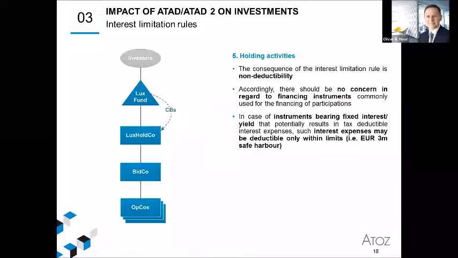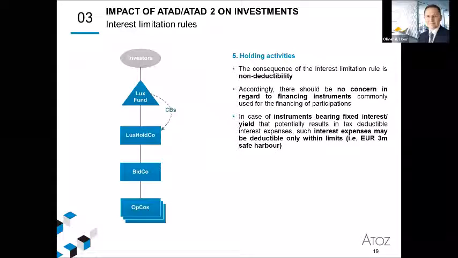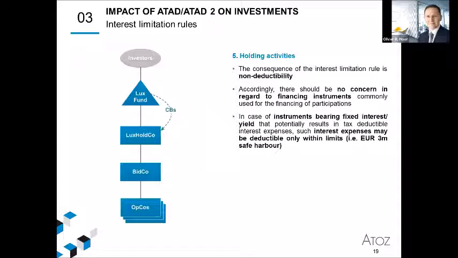Looking now at holding activities. As mentioned before, if we have here Lux Holdco owning a participation in the local BidCo, the income derived from this participation should benefit from the Luxembourg participation exemption regime. That means all the income is fully tax exempt: dividends, capital gains, liquidation proceeds. So it means here the costs incurred in relation to the participation are generally not deductible for Luxembourg tax purposes because these are expenses incurred in relation to tax-exempt income.